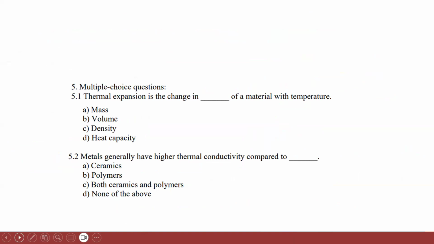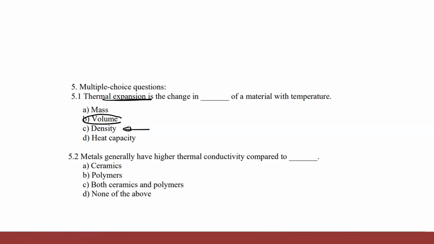Okay, so what will be the answer for this one? Thermal expansion is the change in mass, volume, density, or heat capacity of a material. What is the definition of thermal expansion? Change in the volume. If we consider the linear direction, it will be change in the length, area-wise change in the area, volume-wise change in the volume. So the whole volume will change, but depending on what we are looking at, we can consider it as linear, area, or volume. But the answer should be volume.